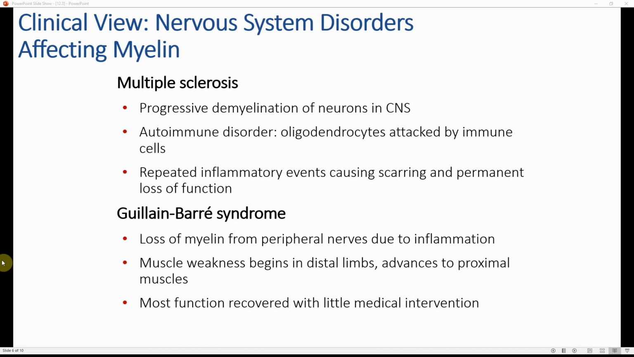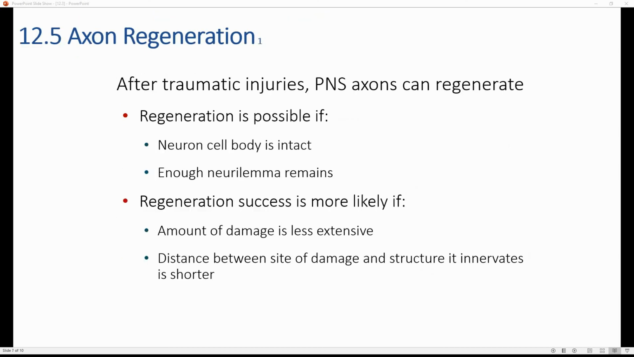Guillain-Barré syndrome happens more in the peripheral nervous system. You get muscle weakness beginning in the distal limbs, and it advances to more the proximal muscles, and these patients tend to make a full recovery. After traumatic injuries, the peripheral nervous system can regenerate. Regeneration is possible if the neuron cell body is intact and if enough of the neurolemma remains. Regeneration is more likely to succeed if the amount of damage is minimal and the distance between the site of damage and the structure it's innervating is shorter.